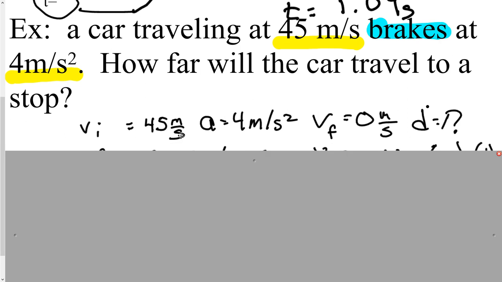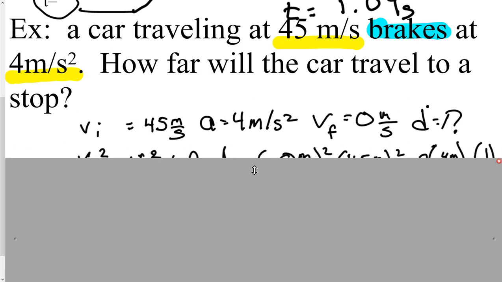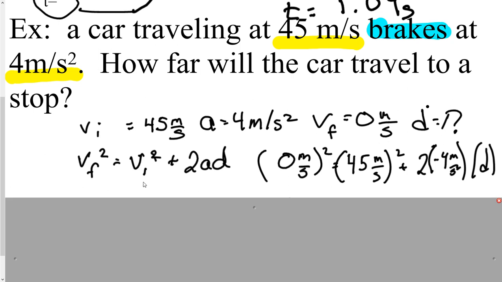VI is 45 meters per second. A is 4 meters per second squared. Might be something we need to change. VF is 0 because it's going to a stop, and we're looking for D. So find me the equation. We end up with VF squared equals VI squared plus 2AD.